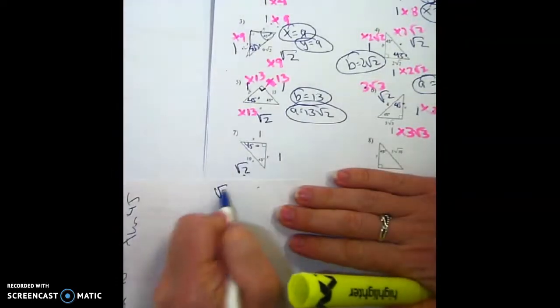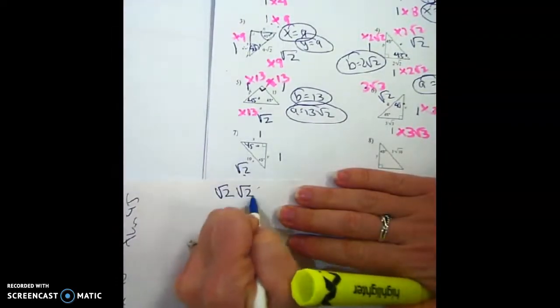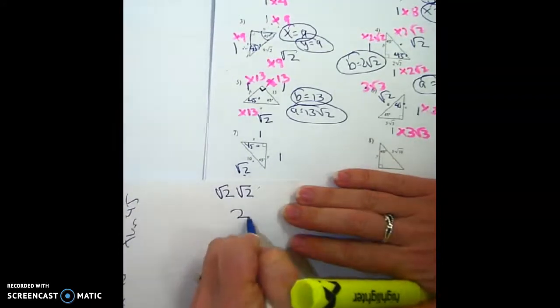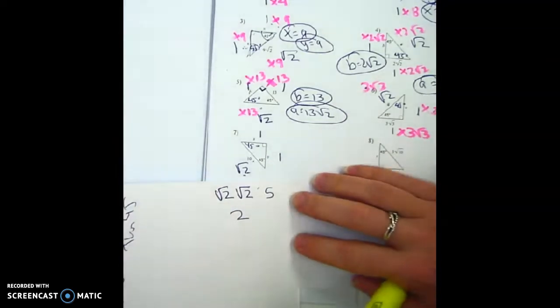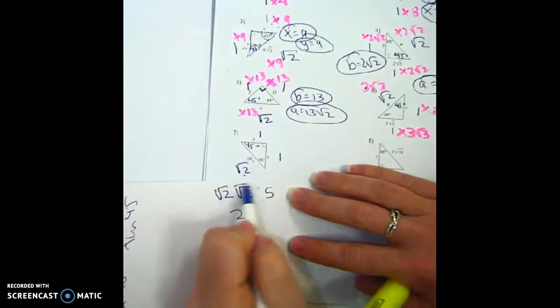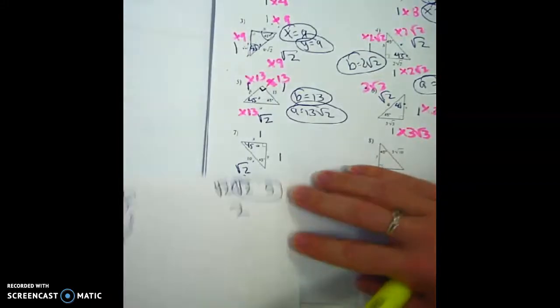If I multiplied the square root of 2 times the square root of 2, that would be 2. But I need to get 10. So I'd also need to multiply it by 5. So that means that's my ratio. Let me do a different one.